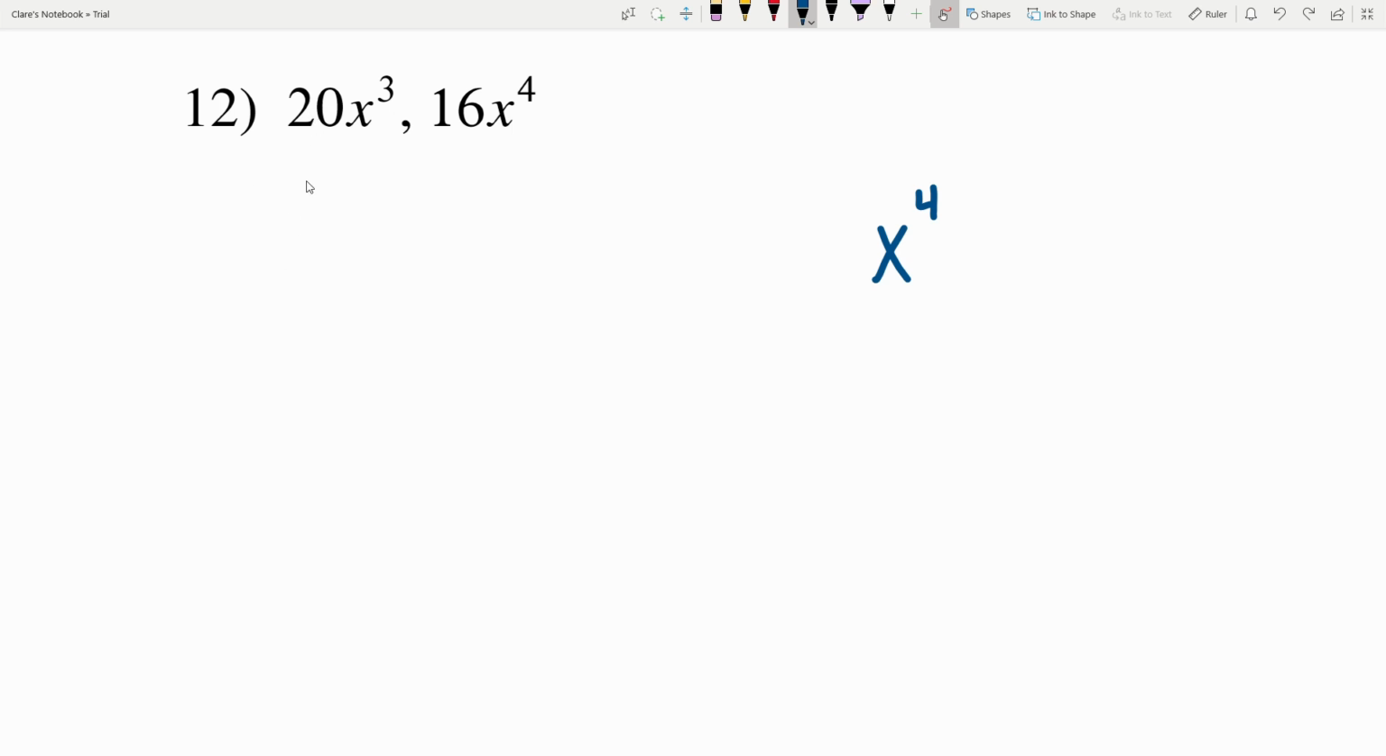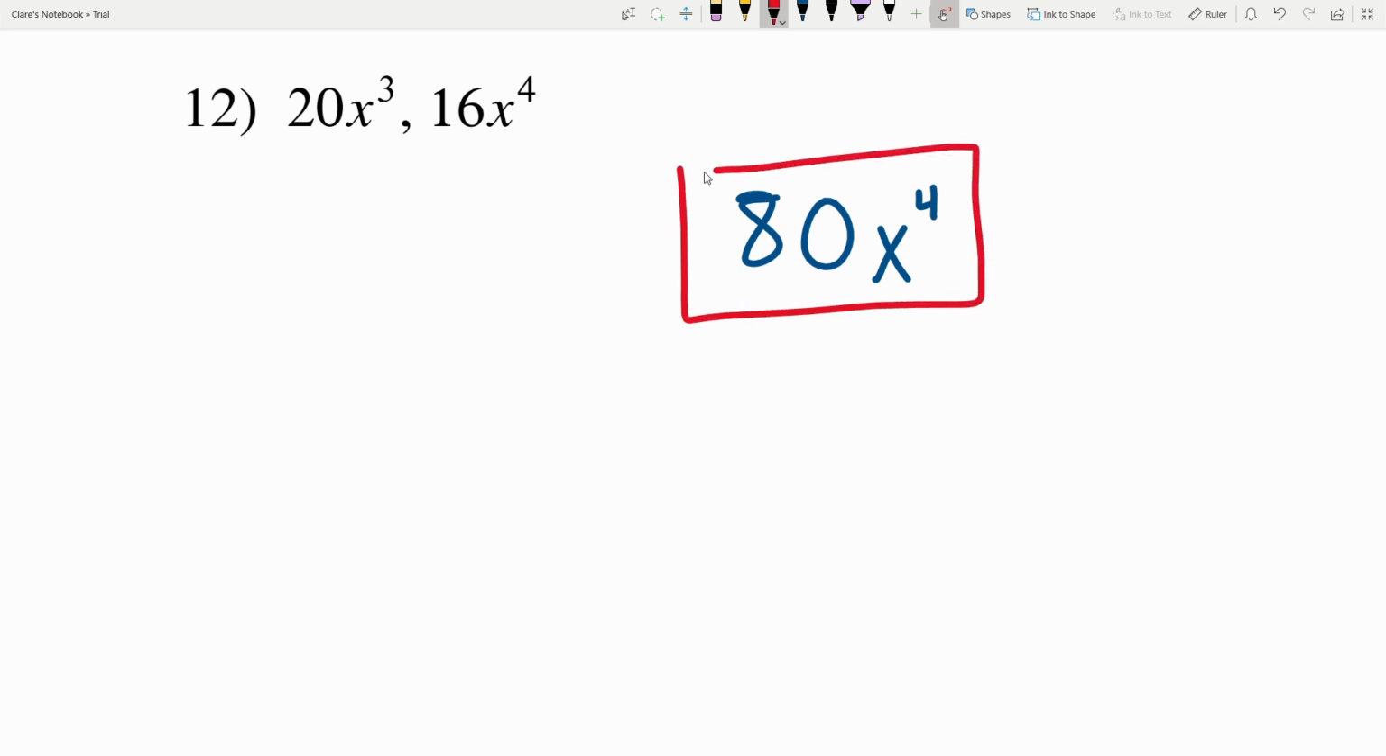So we'll start with 20 because that's our larger number. 20 times 1 is 20. 16 does not go into 20. So let's do 20 times 2, which is 40. Does 16 go into 40? Nope. So let's try 20 times 3, which is then 60. Does 16 go into 60? No, not quite. So let's try 20 times 4, which is 80. Does 16 go into 80? Yes. 16 times 5 gives us 80. So 80x to the fourth is our LCM in number 12.